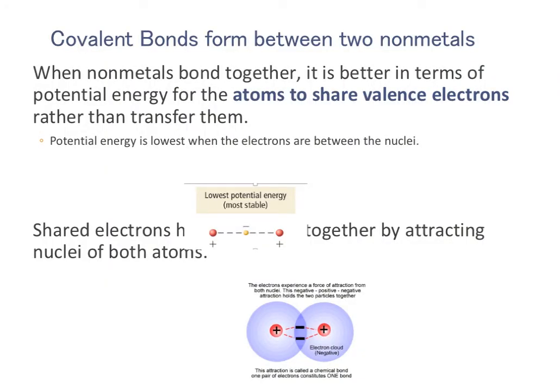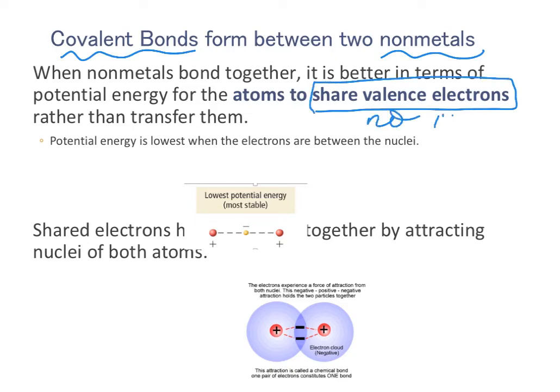Let's look in a little bit more detail with covalent bonds. So covalent bonds form between two nonmetals. Now, why would that be? Let's talk about what a covalent bond is first. A covalent bond is when two atoms share their valence electrons, right? So there are no ions, no charges involved. So it's just basically two atoms coming together. So let's think about two oxygen atoms. Oxygen is in group 6A, which means it has 6 valence electrons.